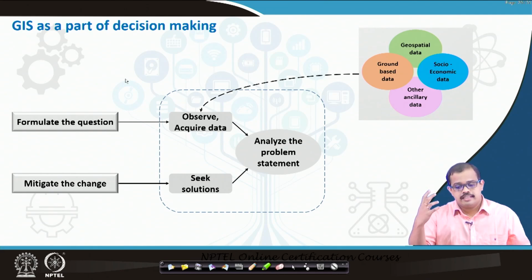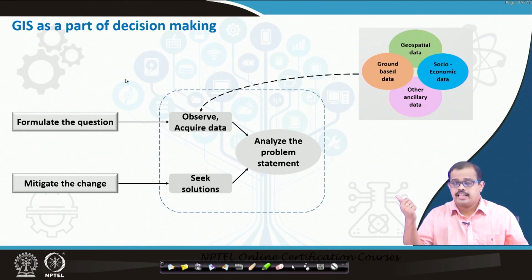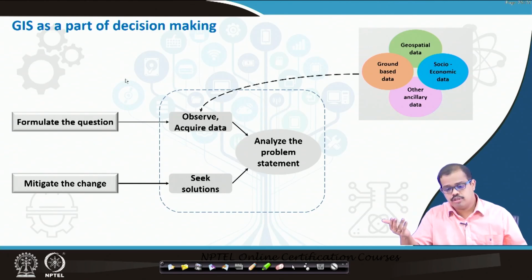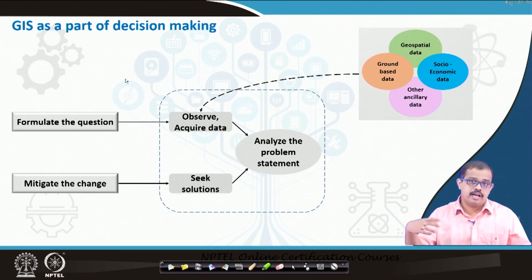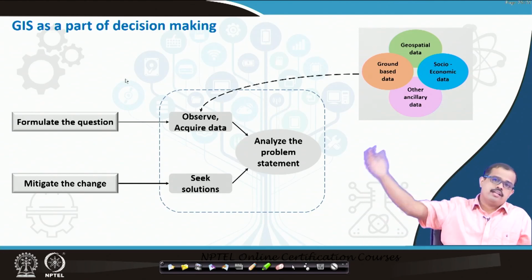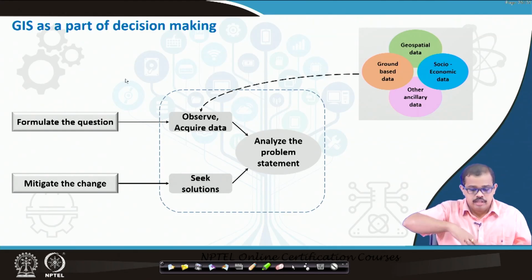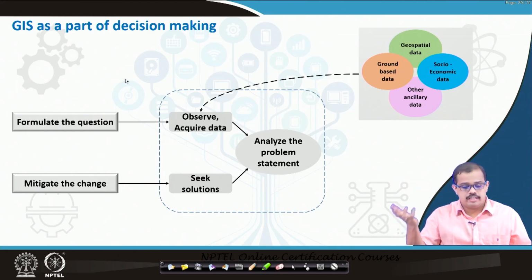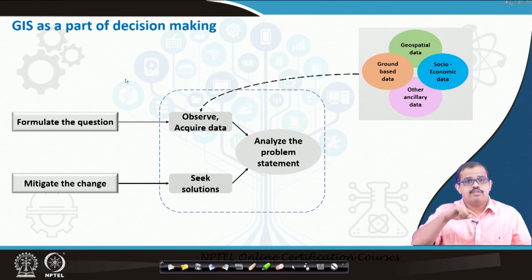Then analyzing a problem. So when you are observing data, it can be ground based data, it can be ancillary data, it can be socio-economic data, it can be geospatial data. So all of this data, spatial and non-spatial data, come into it. So once you have observed the data, you analyze a problem, you seek a solution, and you mitigate a change.